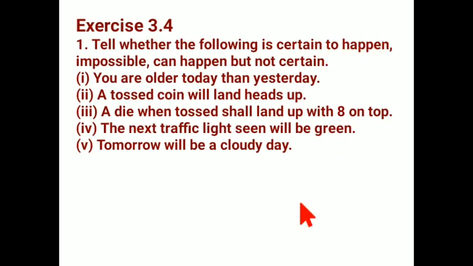Okay, so number 2 is a tossed coin will land heads up. A tossed coin will land, so that also we don't know. That this thing is called the probability or the chance, right? Can happen, so the answer is can happen but not certain. You don't know. Maybe you may get head, you may get tail also, right? So the answer will be can happen but not certain. Okay, so number 2 answer is can happen but not certain. I hope you are understanding. Just relate the thing. Okay, it is quite simple.